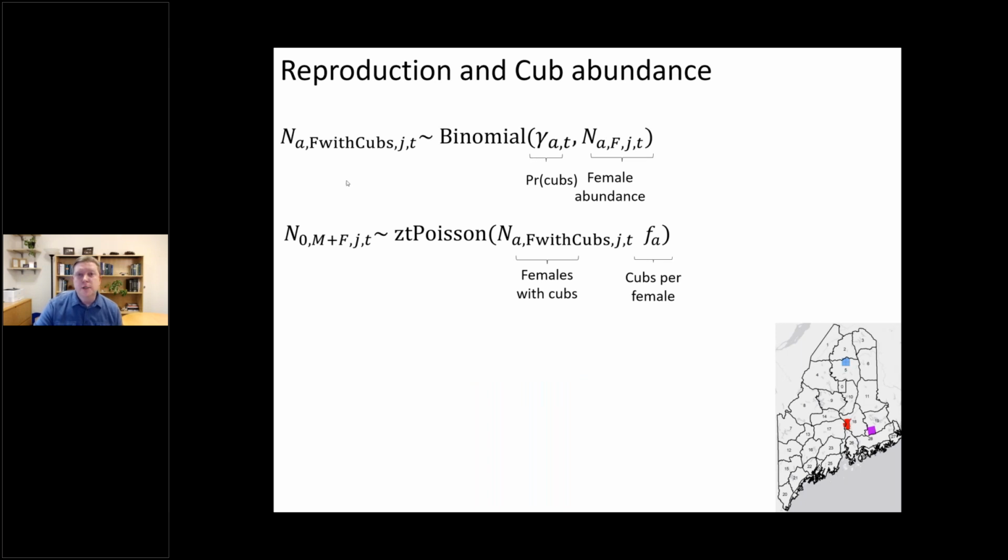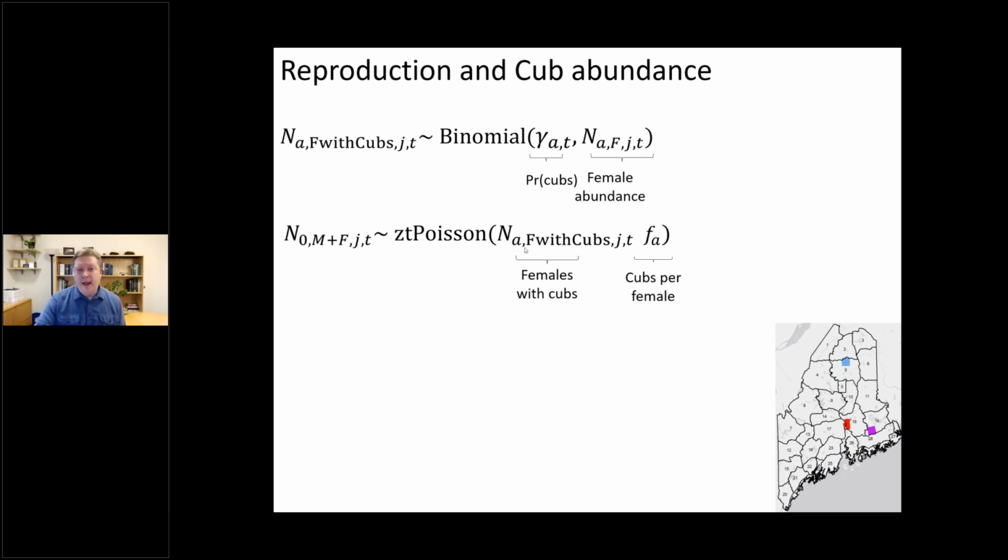Finally, for reproduction, again at the underlying process model, we can think about the number of cubs that are produced each year. And this is a two-step process, the first being a binomial process of whether the female has cubs. So we have some number of females in each age class and some probability that they are able to produce cubs in that year. Here, age 0, 1, and 2 could not produce cubs. These black bear populations in this region start producing cubs at age 3.